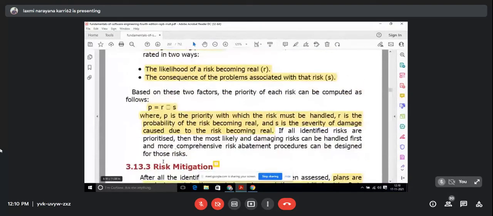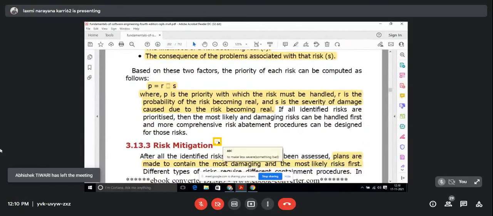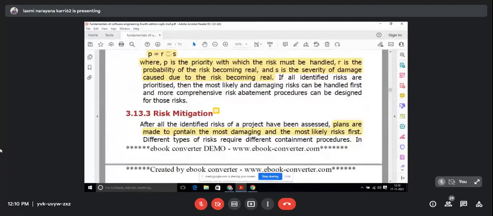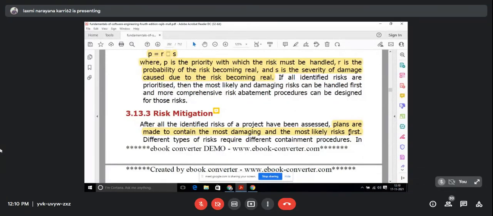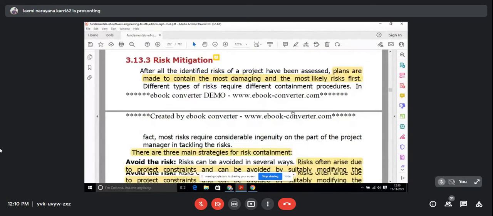And the third one is risk mitigation. Mitigation means to make something bad less severe. Plans are made to contain the most damaging and most likely risks first. So if you have any most damaging risk, or one that is most likely to appear in the project, you have to plan to first attempt to minimize that risk, which is most damaging or has more probability.